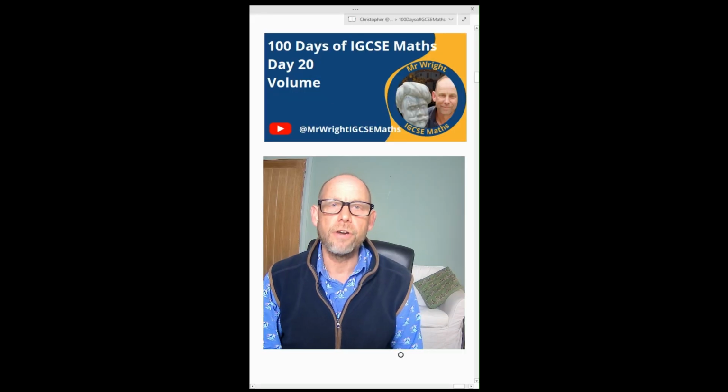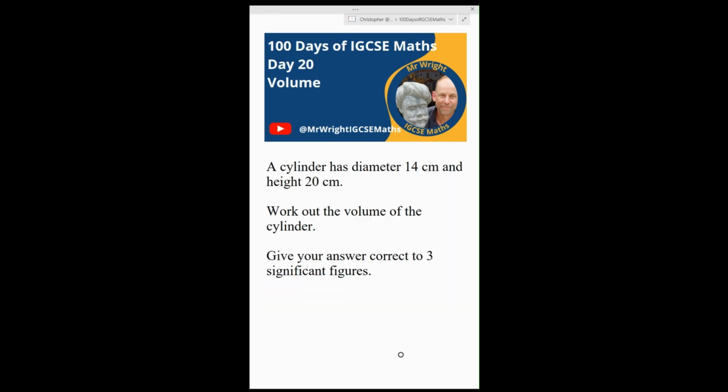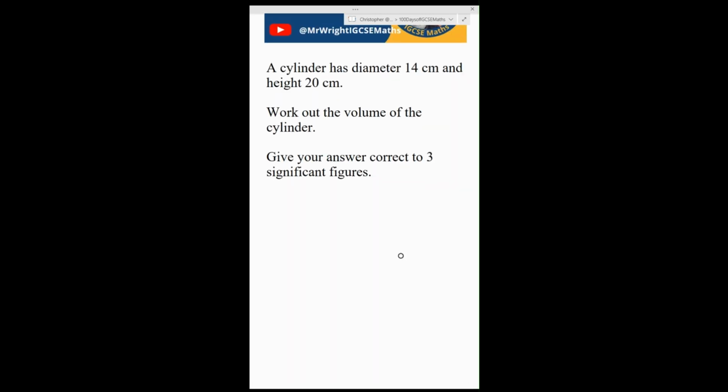Day 20 of 100 days of IGCSE Maths Exam Questions. Today, a question on volume. Now's your chance to pause if you'd like to do the question before me. Okay, so my cylinder has got a diameter of 14, so the top has got a radius of 7. So the area of the top is 7 squared times pi. And to find the volume, I do the area of the top multiplied by the height.